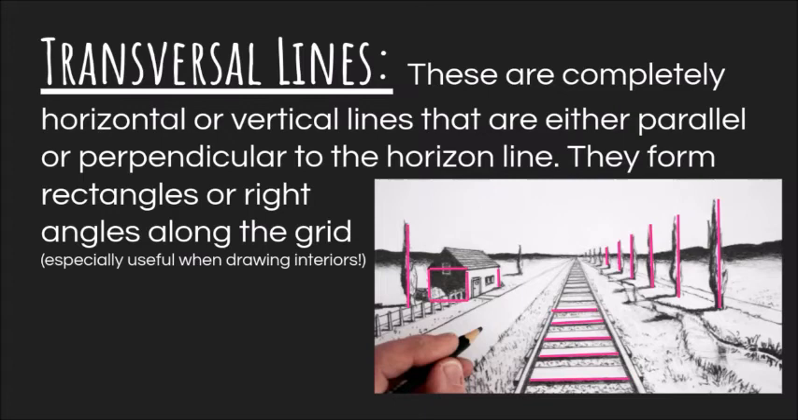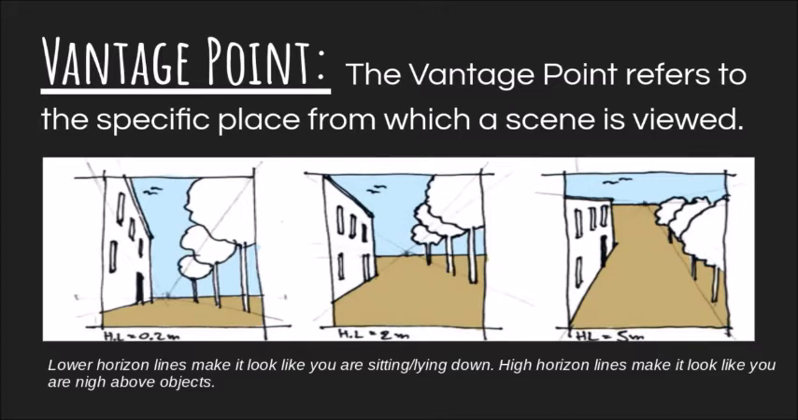The last big thing I need to talk to you guys about is a vantage point. Now, a vantage point refers to the specific place from which a scene is viewed. This point can be very high, and we refer to it as bird's eye view, or it can be very low, and we refer to it as worm's eye view. But it is crucial to decide where your vantage point is going to be in the very beginning, because this will affect the placement and size of all the elements within your composition, okay?